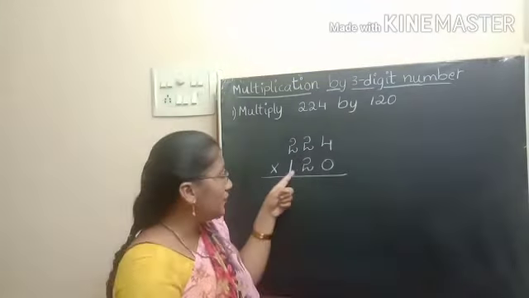Now, how many lines do we get? Here we get 3 lines as a result. First line belongs to 0, second line belongs to 2 and third line belongs to 1.